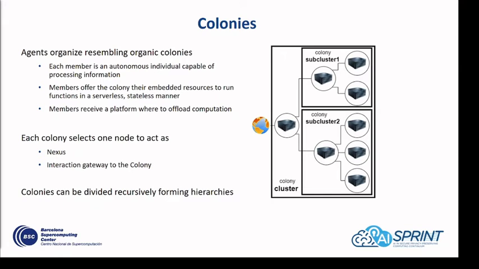The nexus also acts as the interaction way to the outside of the colony. All external agents willing to offload tasks onto the colony need to contact the nexus, and the nexus is the only member of the colony allowed to offload computation outside of the colony. In turn, to avoid overwhelming the task scheduler of the nexus, colonies are allowed to be divided recursively to reduce the size of the scheduling problem. Thus, infrastructures can be organized in a hierarchic way like the example of this slide.